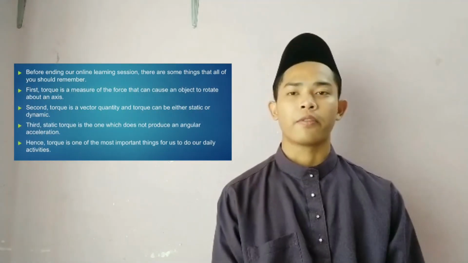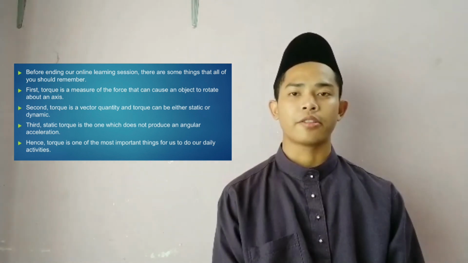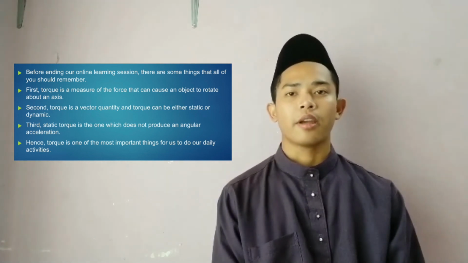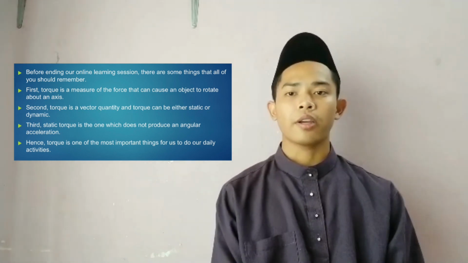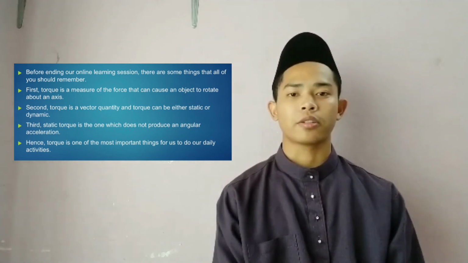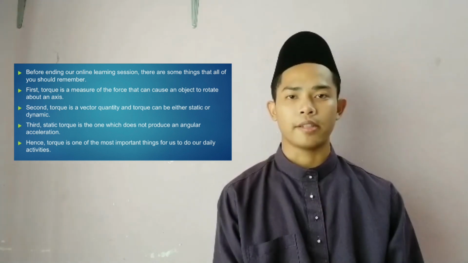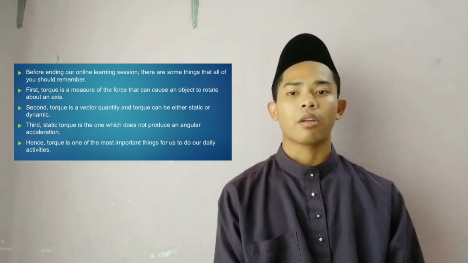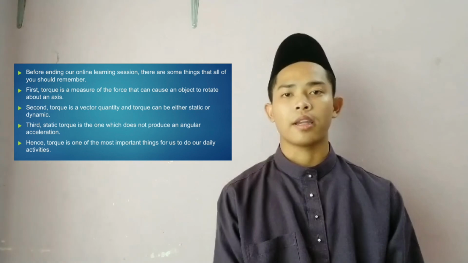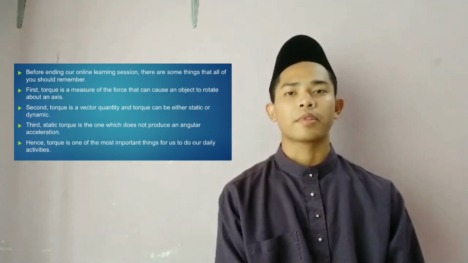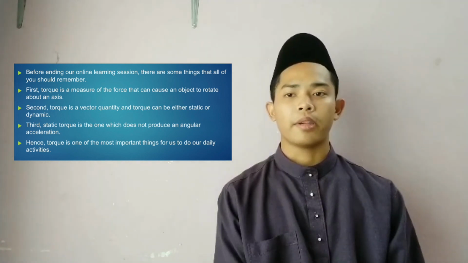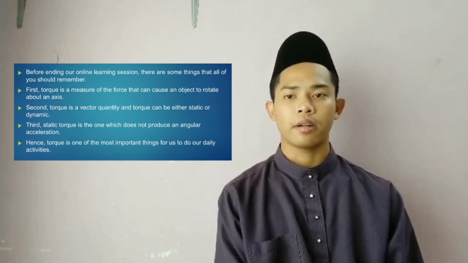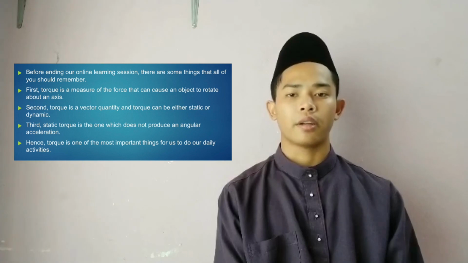First of all, before ending our online learning session, there are some things that you should remember before this class ends. First, torque is a measure of the force that can cause an object to rotate about an axis. Second, torque is a vector quantity because it has both direction and magnitude, and torque can be either static or dynamic. And third, static torque is the one that does not produce an angular acceleration.